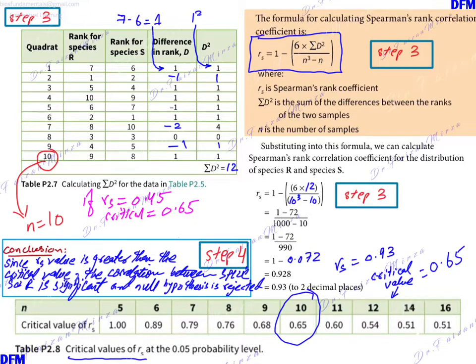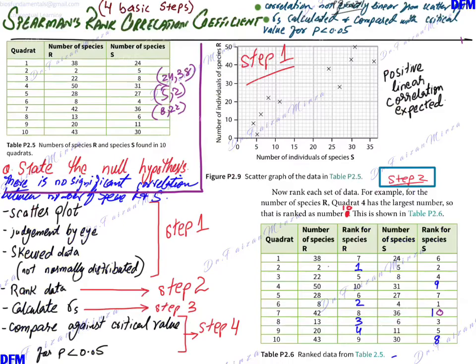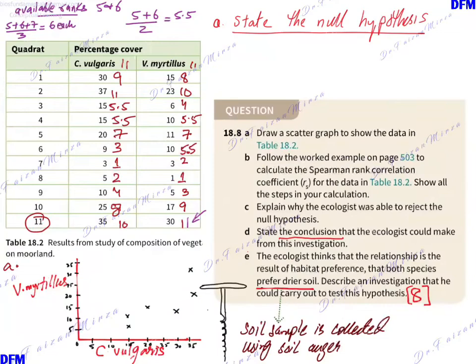It's not insignificant. If the value of RS was smaller than the critical value, then the correlation would have been insignificant. So the conclusion will be that since the RS value is greater than the critical value, you can quote both values here. The correlation between S and R is significant, and the null hypothesis is rejected, because the null hypothesis stated that there is no significant correlation between number of species R and the number of species S.